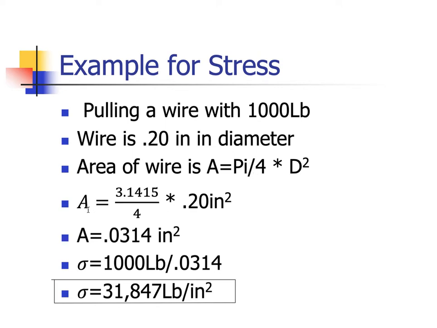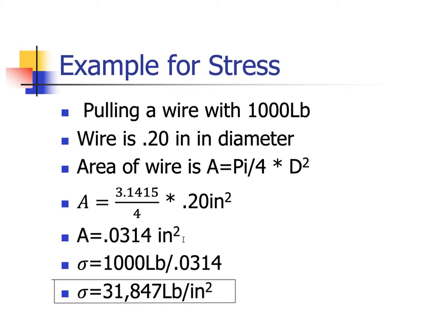So if we substitute into this equation, we have 3.1415 over 4, which is 0.78, something like that, times 0.2, and we get a number of 0.0314 inches squared. Okay, so if we want to find the stress on that, it's pounds per square inch. Just remember that it's load over area. And so we have 1,000 pounds over 0.0314 inches squared. I should have had the units on that. And we get 31,000 pounds per square inch.